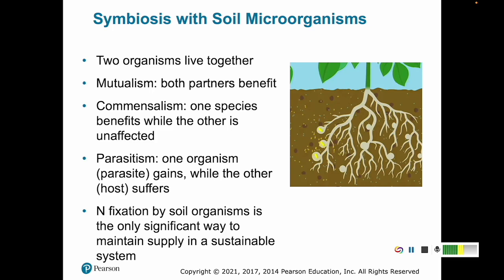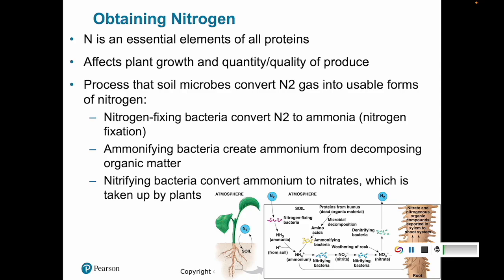Nitrogen fixation by the soil organisms allows plants to access and maintain a supply of nitrogen, so that nitrogen from the air is able to be turned into ammonia and other forms that are usable for the plants. And then the plants provide it to us. Nitrogen is an essential element of all proteins. So without it, you cannot make proteins, you cannot make enzymes, you cannot stay alive. Nitrogen availability will affect how a plant can grow. It'll affect the quantity and the quality of your produce.